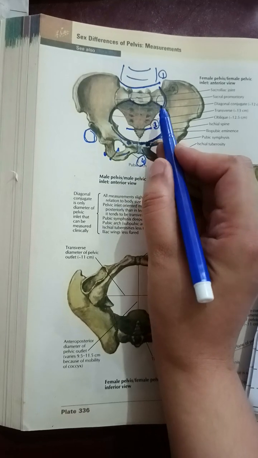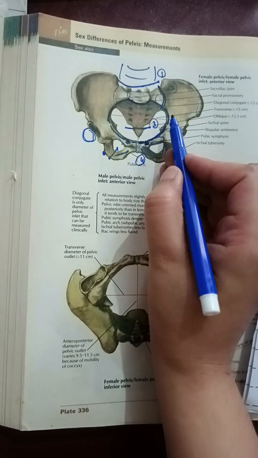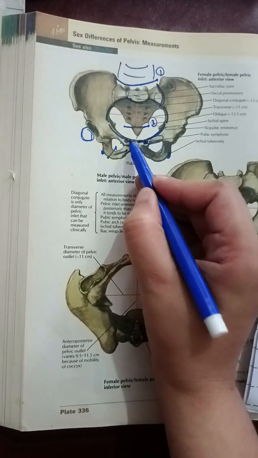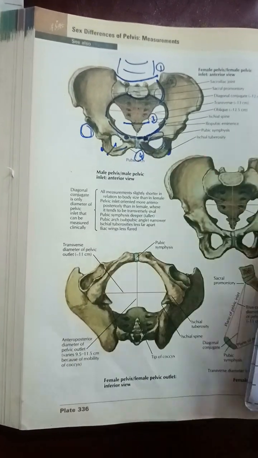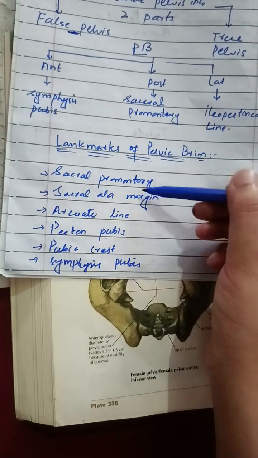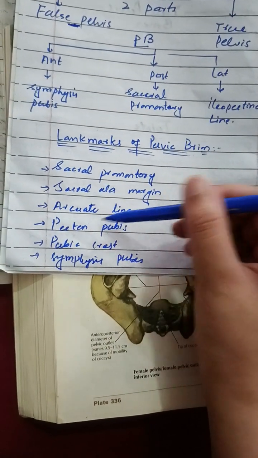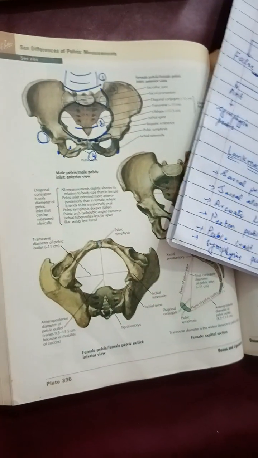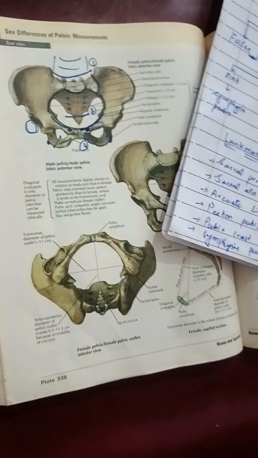This pelvic inlet is lined by the margin of the sacrum, the arcuate line, the iliopectineal line, and the upper margin of the symphysis pubis. And some landmarks of the pelvic brim are these: sacral promontory, sacral ala margin, arcuate line, pecten pubis, pubic crest, and symphysis pubis.